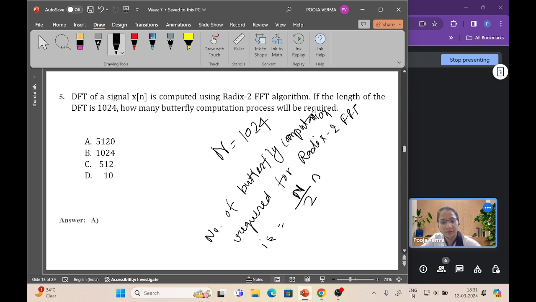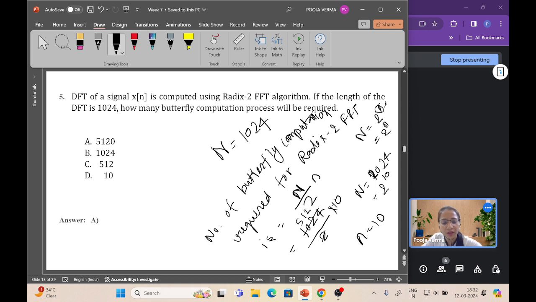So what is small n? We know that N is equal to 2 to the power v, v is nothing but small n. 2 to the power 10 will come to 1024. So here n is equal to 10, and capital N is given as 1024, divided by 2 multiplied by 10. That will come 512, and if you multiply by 10, so 5120.